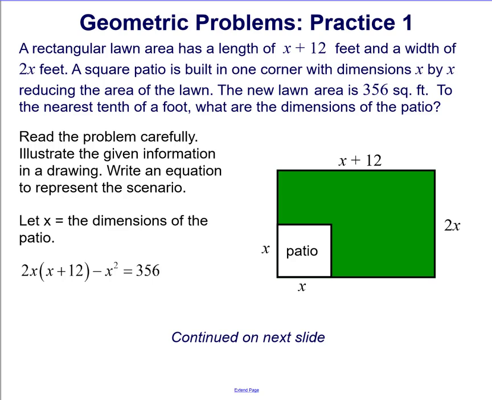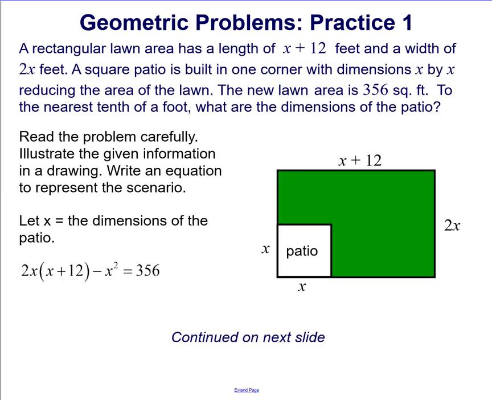The entire lawn has the dimensions length times width, so we multiply 2x times the quantity x plus 12. But we want to subtract off the x squared because that's not part of the lawn. That part of the lawn is now being covered by the patio. So this green part is what's left over, right? When you take the whole lawn and subtract off the patio, we're going to have this algebraic expression.